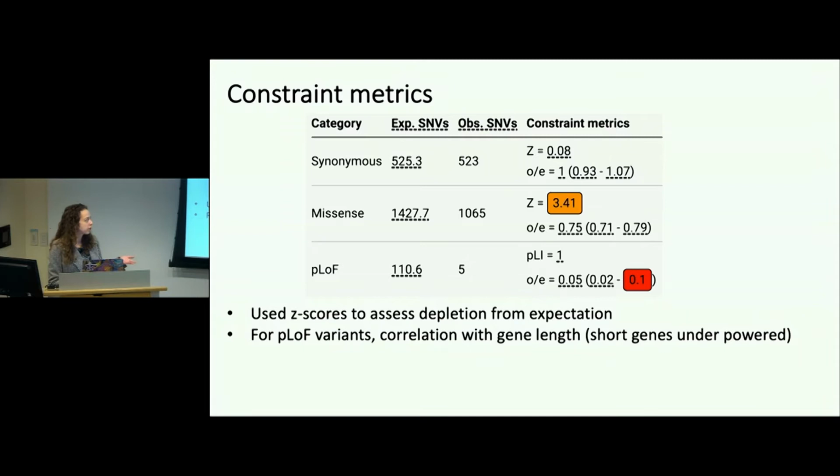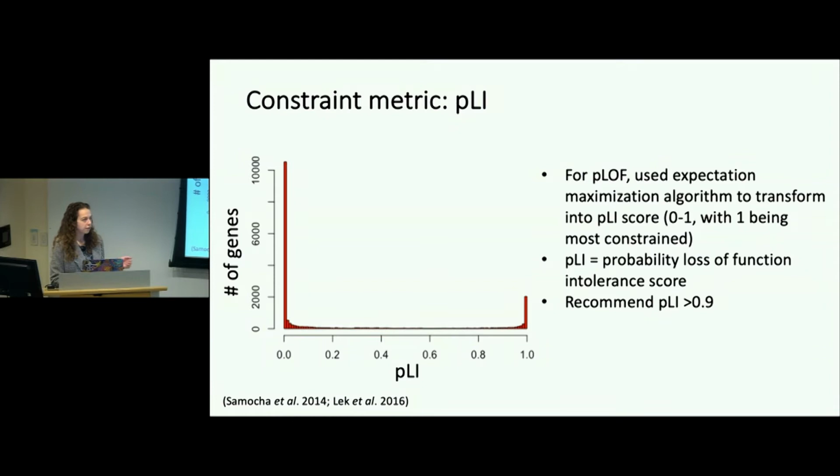So we have two metrics that we use. The first that became very popular is pLI. I'm showing you here the graph for pLI for all the genes where we were able to calculate a pLI score and where the metric behaves well, which is most genes. You can see that it's doing this on purpose. It's trying to push things to the extreme. It uses an expectation maximization algorithm, and it's just saying, do things look more like they're haploinsufficient or more like they're not haploinsufficient?